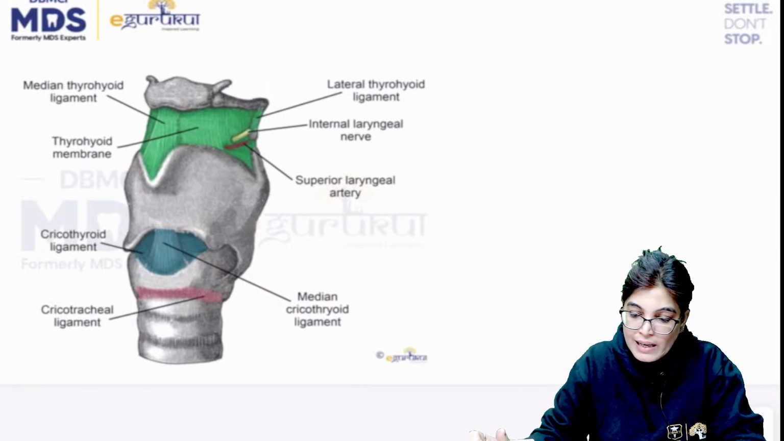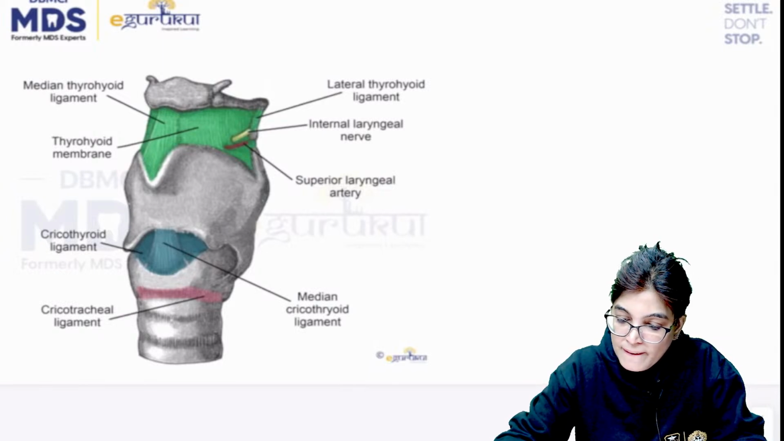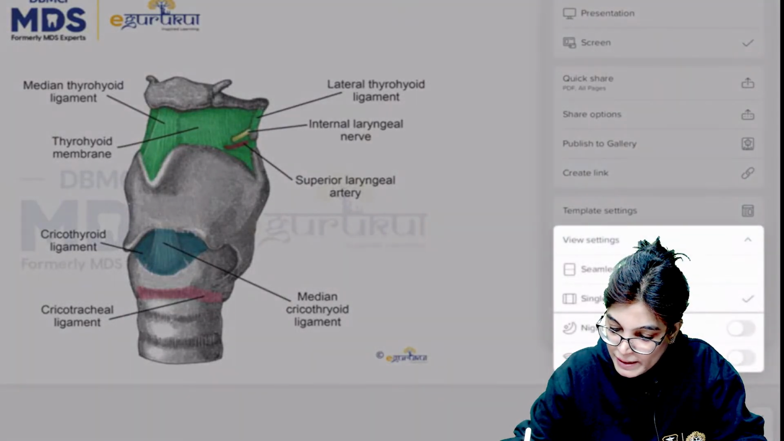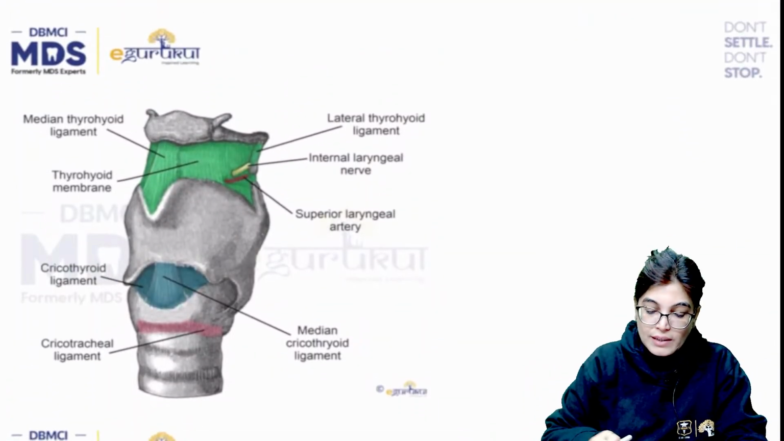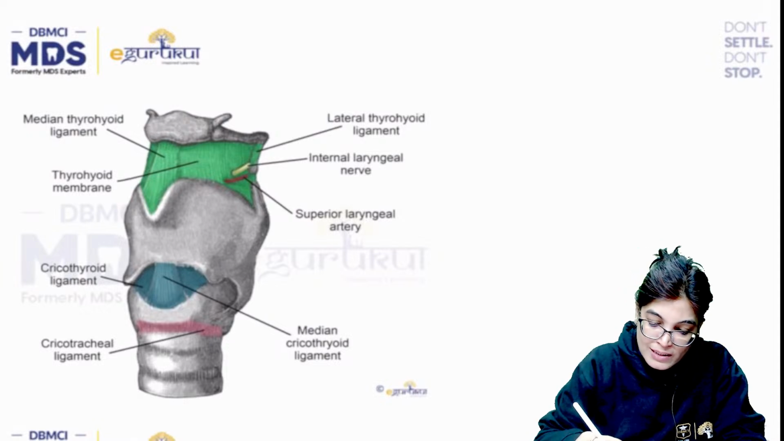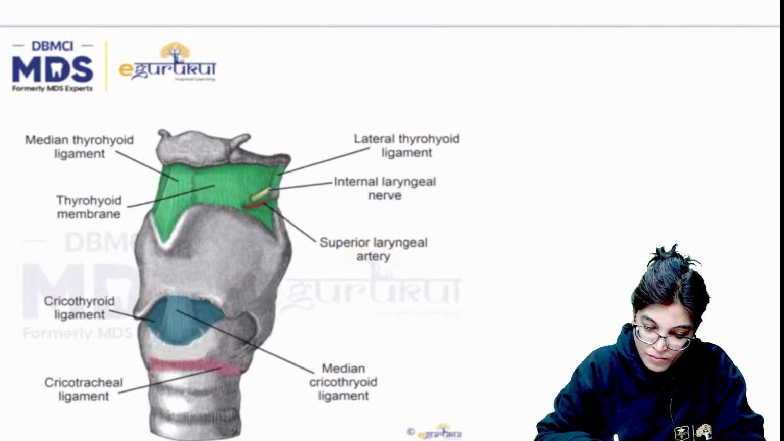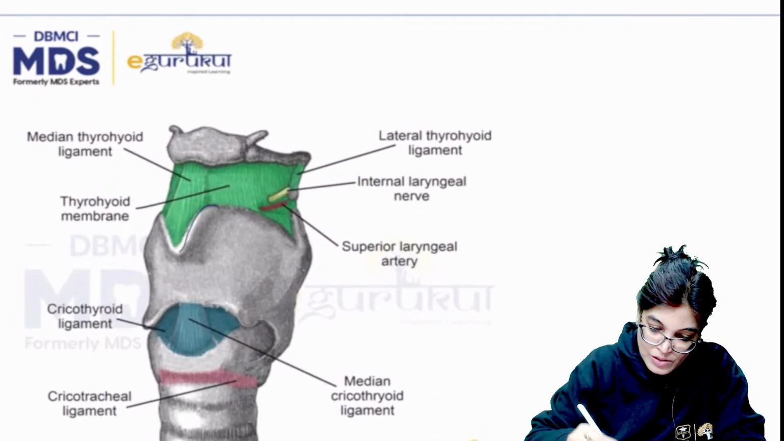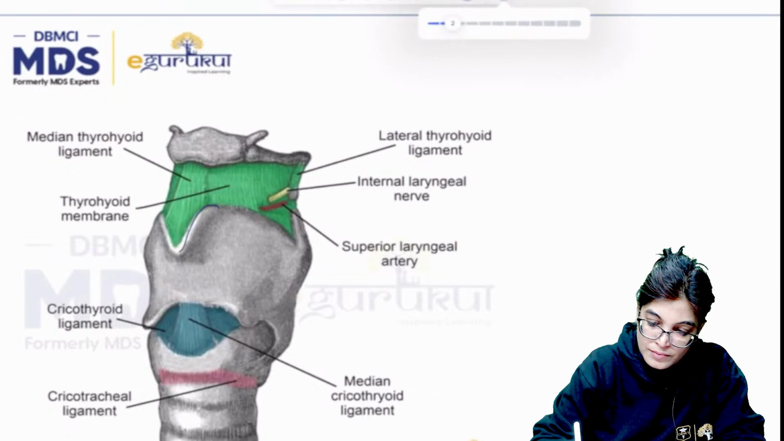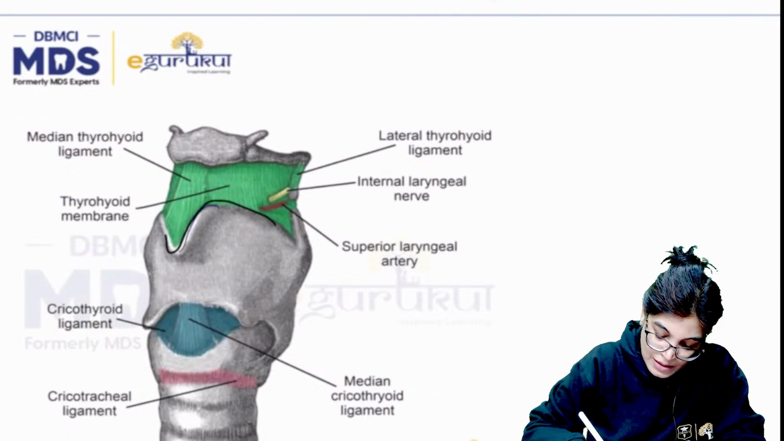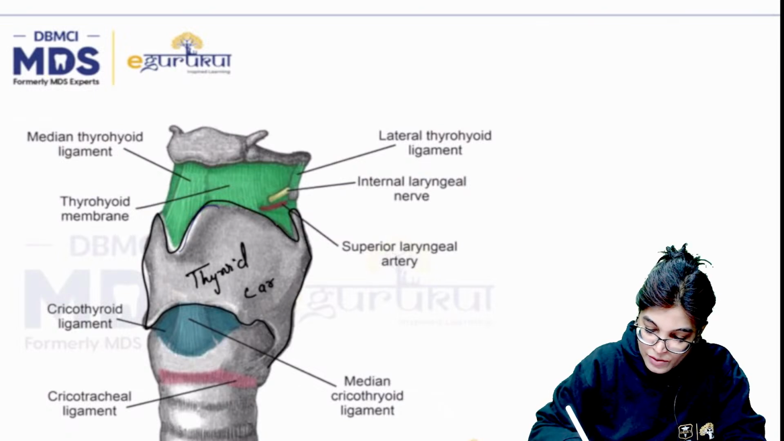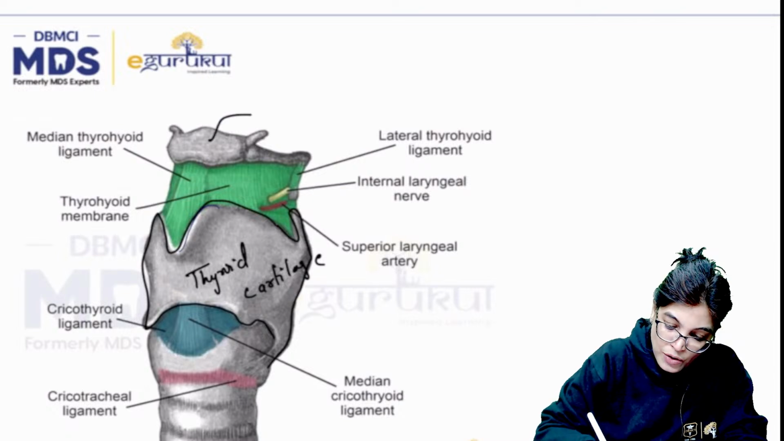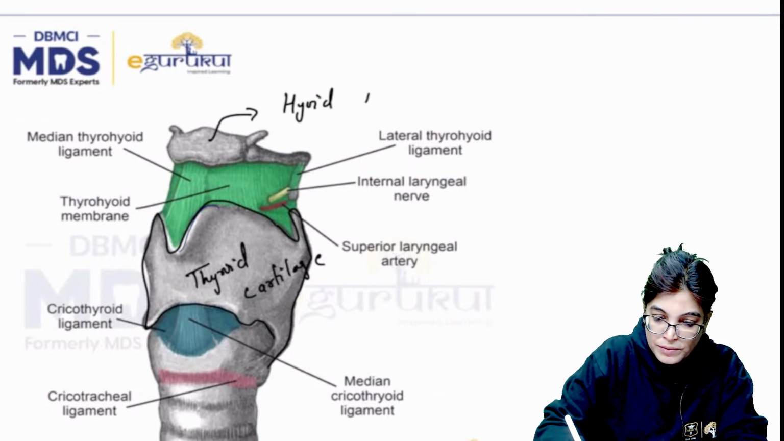Here you can see the important aspect in this part. I will just use this view template. Here I just want everybody to see this image. This structure which you are seeing here, let me slightly enlarge, is the thyroid cartilage. What structure is this? This is the thyroid cartilage, and this is the hyoid bone. Which bone is this? This is the hyoid bone.